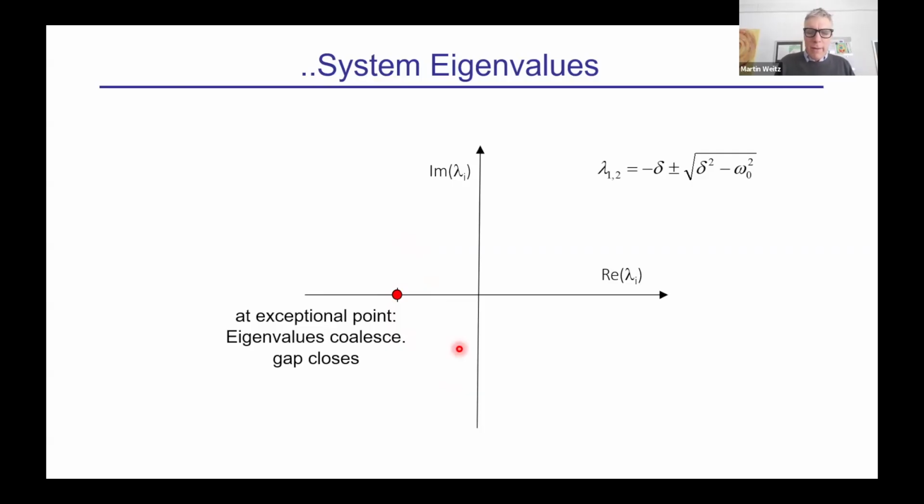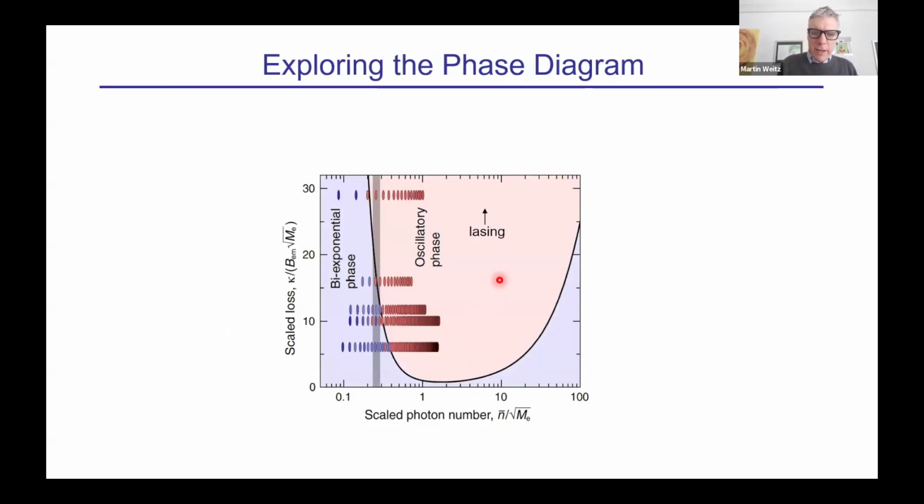So to explore the phase diagram in more detail, changing the loss is not so easy, because then we need different mirrors.